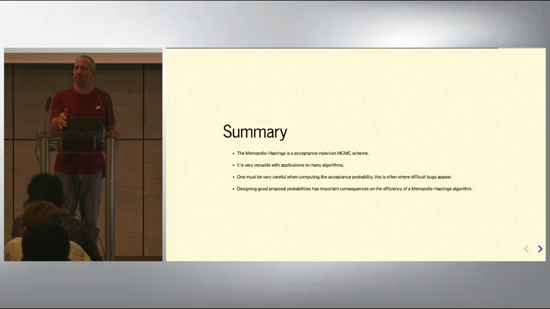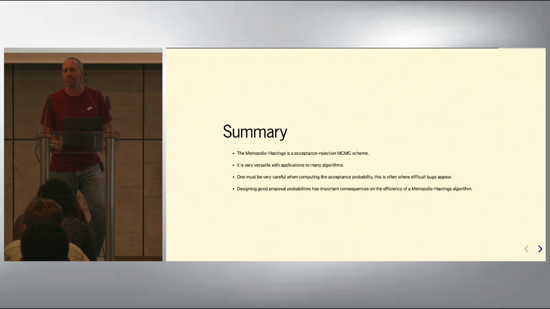So where is the game? According to you, what happens if I choose different proposal probabilities? How will that change my algorithm in terms of efficiency? Why is it sometimes good? Why is it bad? What's your feeling?